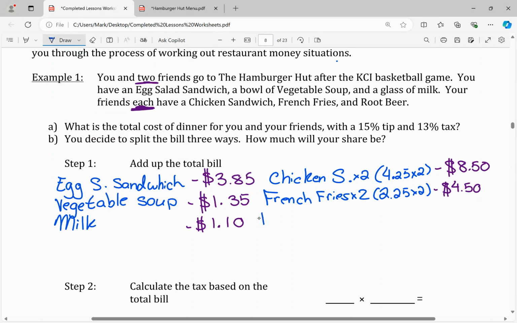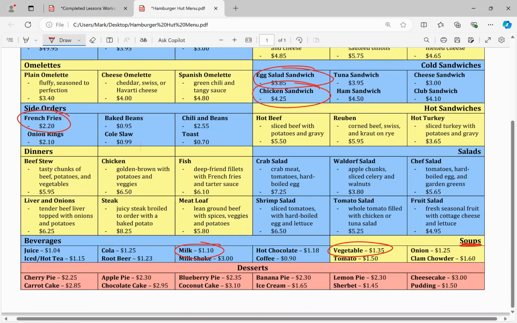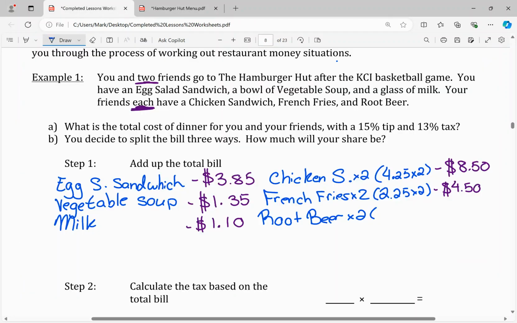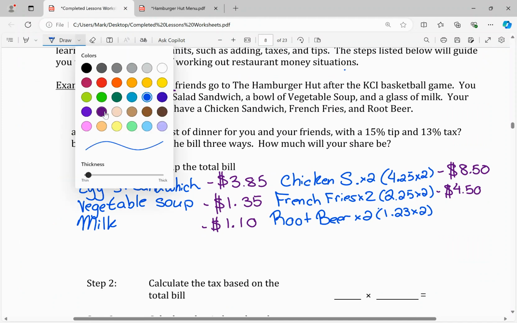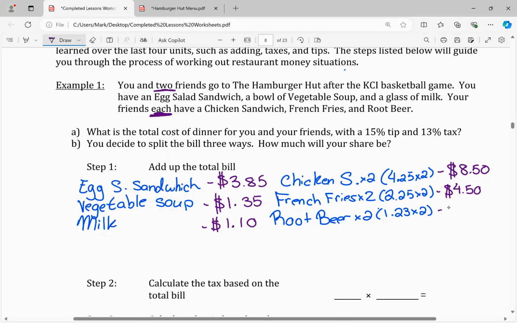Finally, they both got a root beer, so that is going to be root beer times 2, where our drinks are here at the bottom. Root beer is $1.23. So 1.23 times 2, that is going to cost us $2.46.